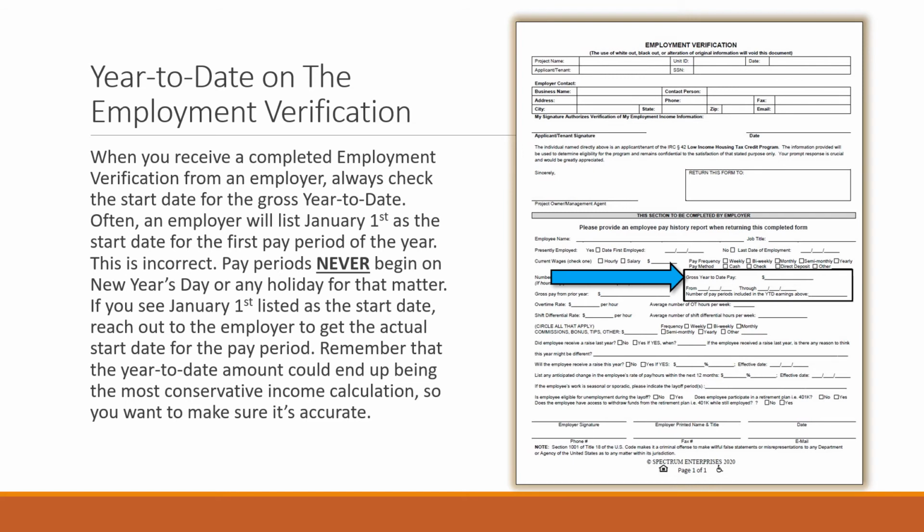Year-to-date on the employment verification. When you receive a completed employment verification, always check the start date for the gross year-to-date. Often, an employer will list January 1st as a start date for the first pay period of the year. This is incorrect. Pay periods never begin on New Year's Day or any holiday for that matter. If you see January 1st listed as a start date, reach out to the employer to get the actual start date for the pay period. Remember that the year-to-date amount could end up being the most conservative income calculation, so you want to make sure it's accurate.